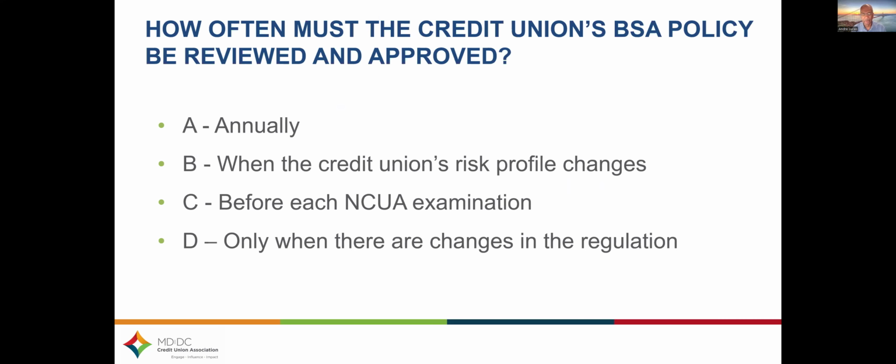Okay, we're here in front of another quiz. I want to make sure everybody knows what's going on here. How often must the credit union's BSA policy be reviewed and approved? Annually, when the credit union's risk profile changes, before each NCUA examination, or only when there are changes in the regulation?